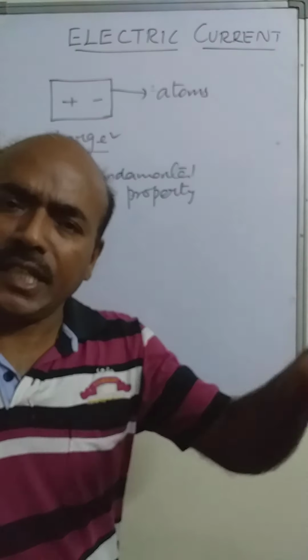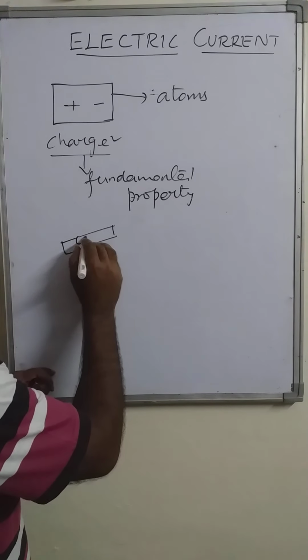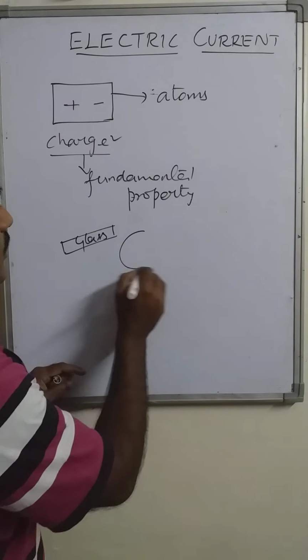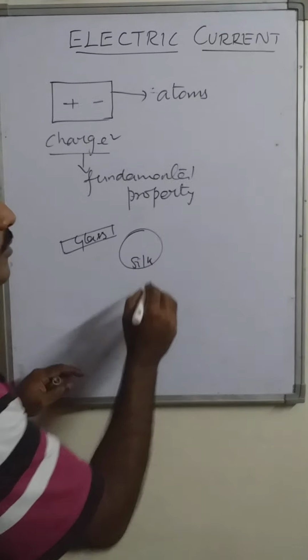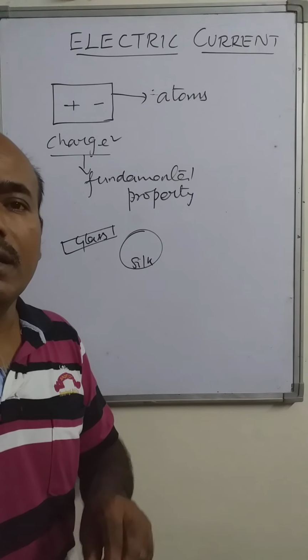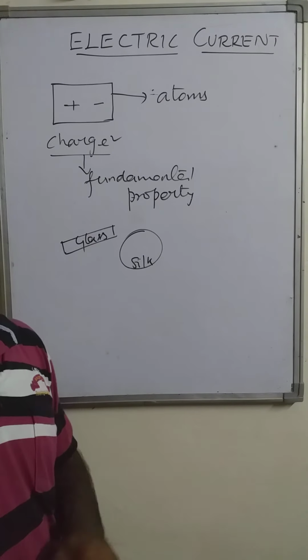Here we are going to take another example. Take a glass rod. एक glass rod ले. ग्लास रॉड के साथ सिल्क क्लॉथ ले. अब the glass rod is rubbed with the silk cloth. रब करते हैं.